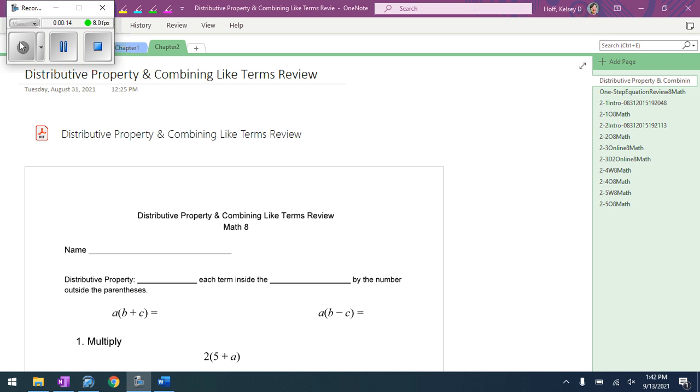Tomorrow is going to be a one-step equation worksheet. Then on Wednesday, we're going to start in the book. So Wednesday is a book assignment. Thursday, we'll correct that book assignment. You'll have an online. Friday, you'll have a book assignment. So Wednesday, Thursday, and Friday, you need to bring your math book.